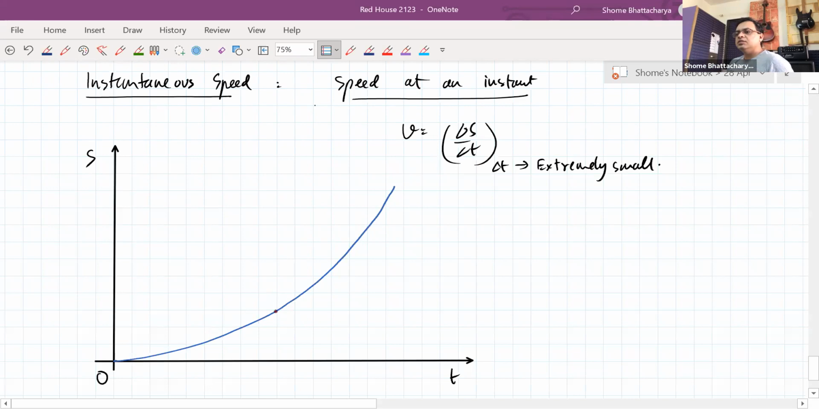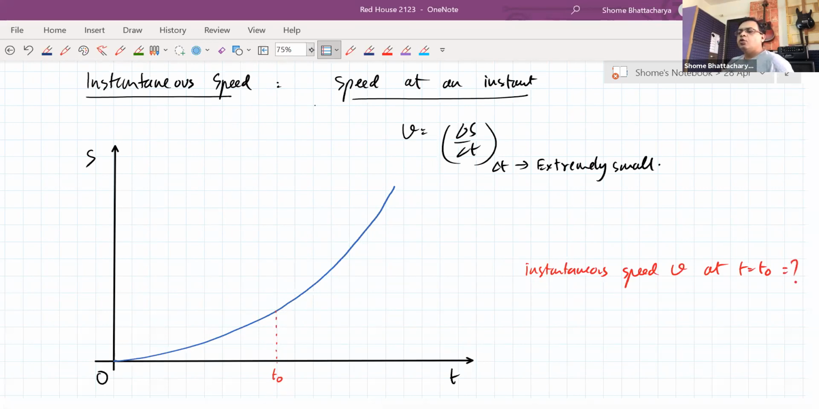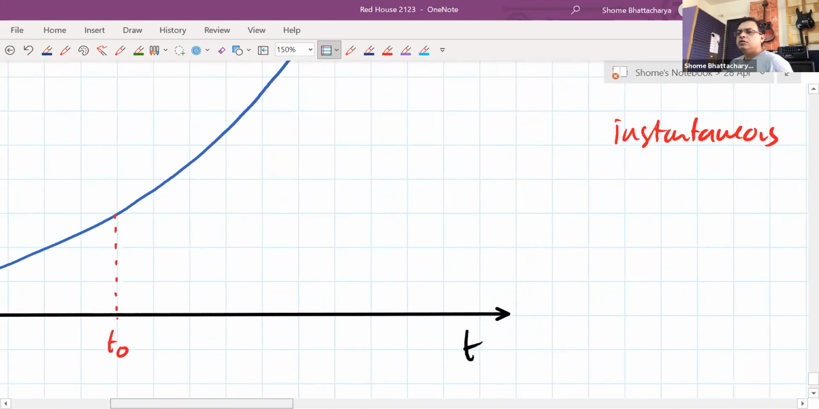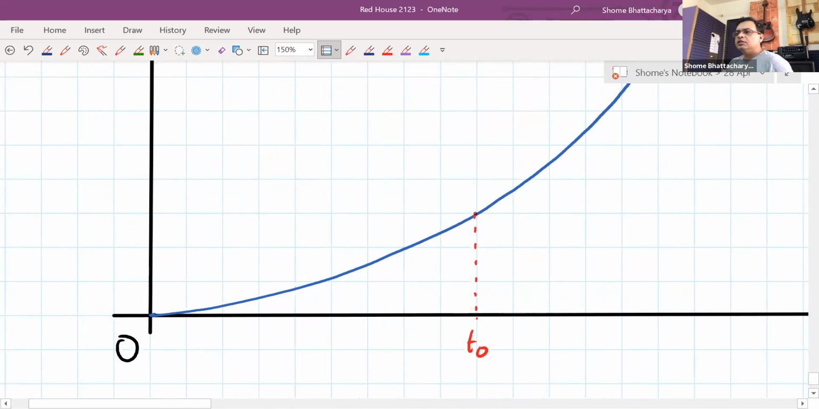Now let us say that this is some particular instant of time, t naught. Now I want to calculate instantaneous speed at the instant of time t equal to t naught. So how would I interpret this? Let's try to understand that. What I would have to do is get more and more accuracy, I would have to magnify this graph a lot. So this point here corresponds to t naught.